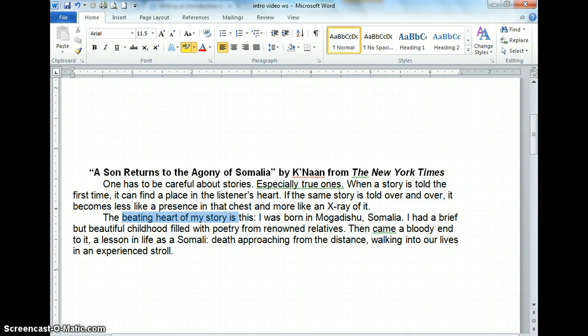"The beating heart of my story." Metaphor. What else has he used here? He has used "death approaching from a distance is walking into our lives." Personification.